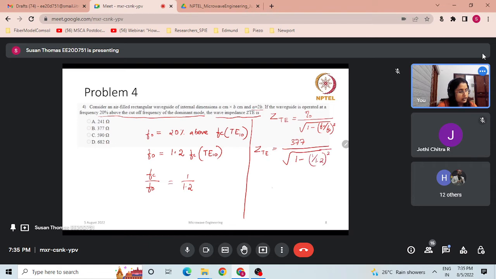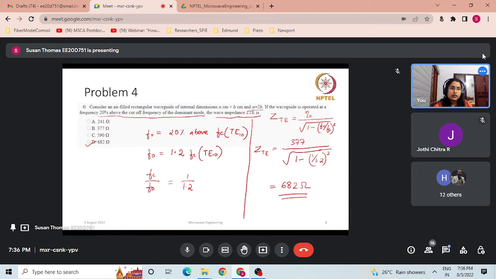Can anybody give me the answer for this, if you can calculate quickly? Yes, thank you Kalpana: 682 ohms. So option D.